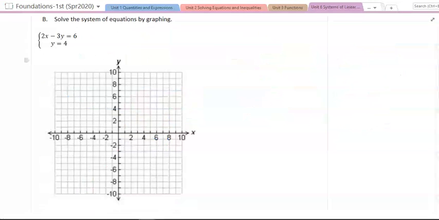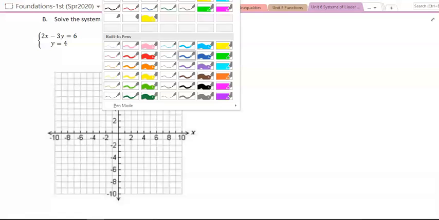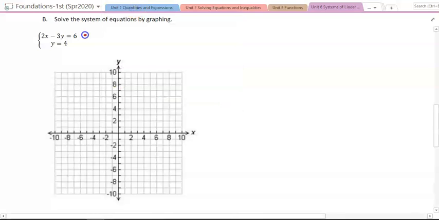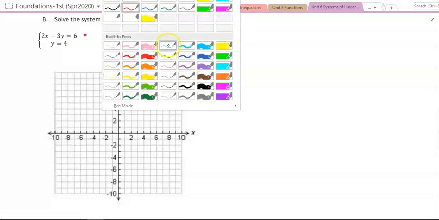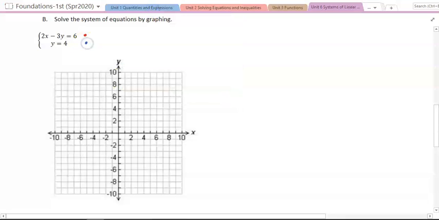All right, so let's look at example B. We have 2x minus 3y is equal to 6, and y is equal to 4. So we've got a couple of lines here. One's in standard form, and the other is just a one variable line. Let's deal with the standard form one first: 2x minus 3y equals 6.